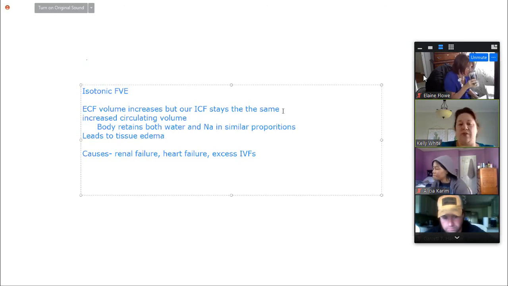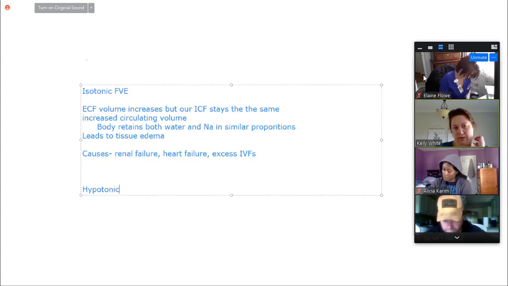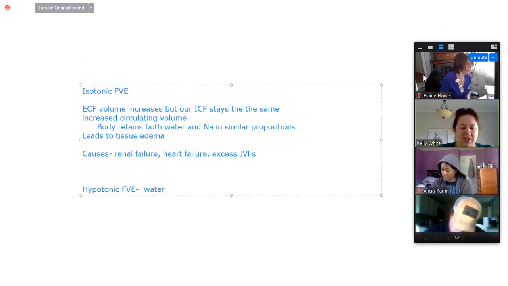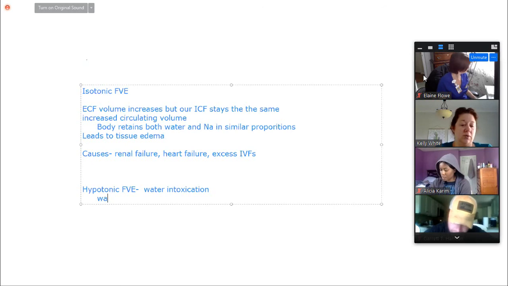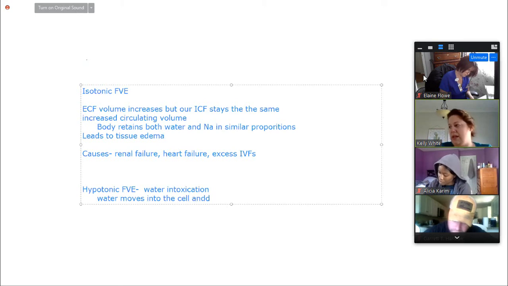Okay, so then we have hypotonic fluid volume excess. And this has a fancy name. This is going to be called water intoxication. Okay, so you can kind of gather from that name that we have too much what? Water. So water moves into the cell and it causes cell swelling again.